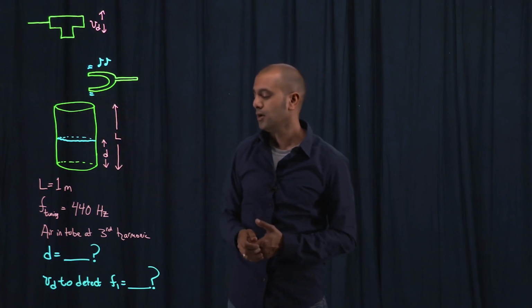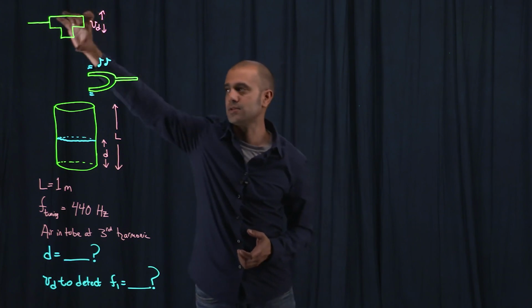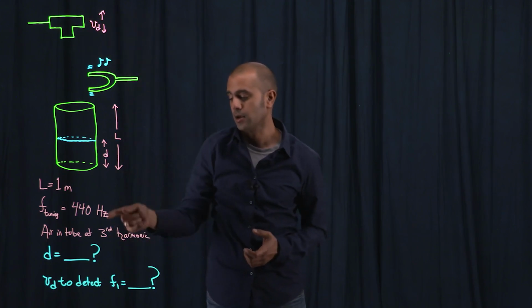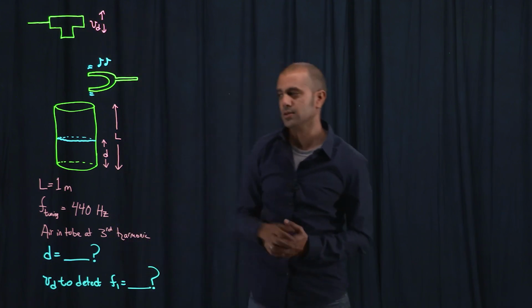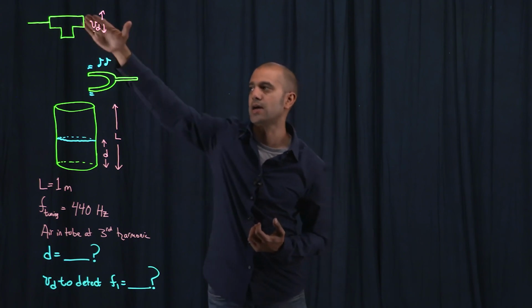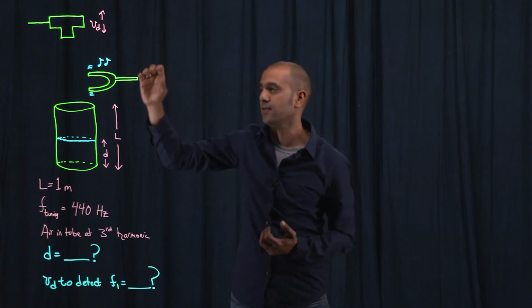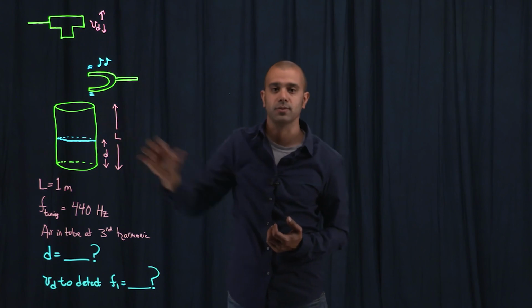Now the second part of the question says, once you have a standing wave inside of here at 440 Hertz, we want to detect a frequency with this detector that's different than 440. We want it to detect a frequency that's not at the third harmonic, but at the first harmonic, so a lower frequency. For that to occur, the detector has to be moving, in which case the Doppler effect will cause a shift in the detected frequency versus the source frequency.